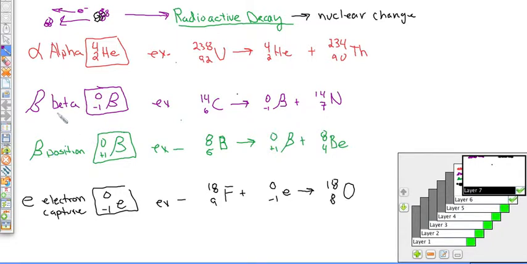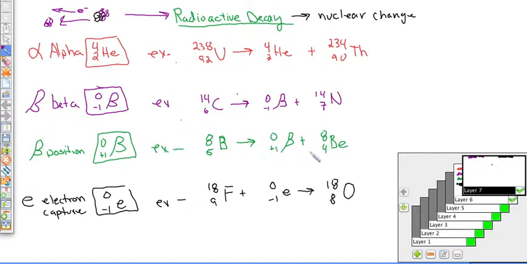Now, beta can also sort of take the form of positron decay. So if it's positron decay, it's the same sort of thing that flings off of it, the same sort of particle, except it's got a slight positive charge. So it's kind of like an electron with a positive charge, and it does the opposite.